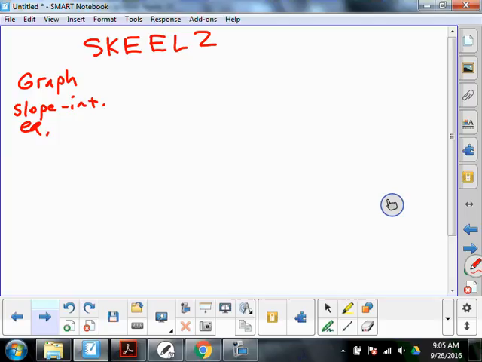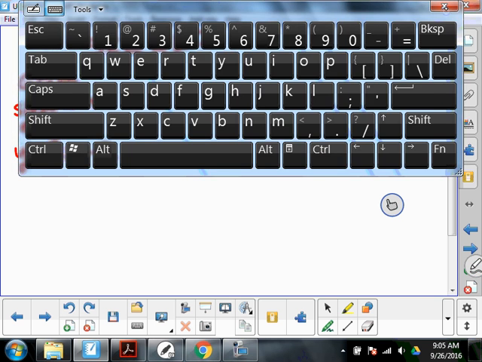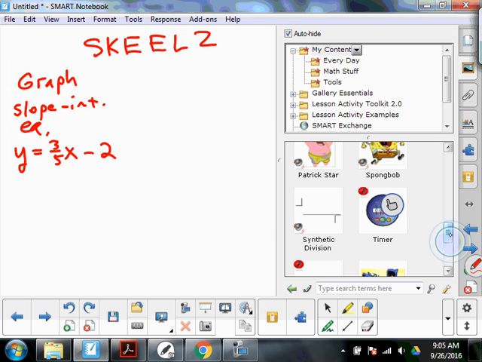Graphing a slope intercept equation, something like y equals 3/5 x minus 2. Can you graph something like that? Are you capable of doing that? If you're not, well, then you're going to struggle with what we're doing today.